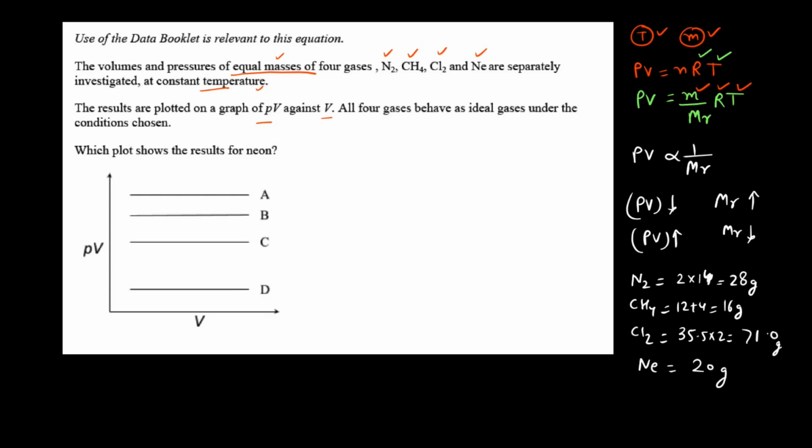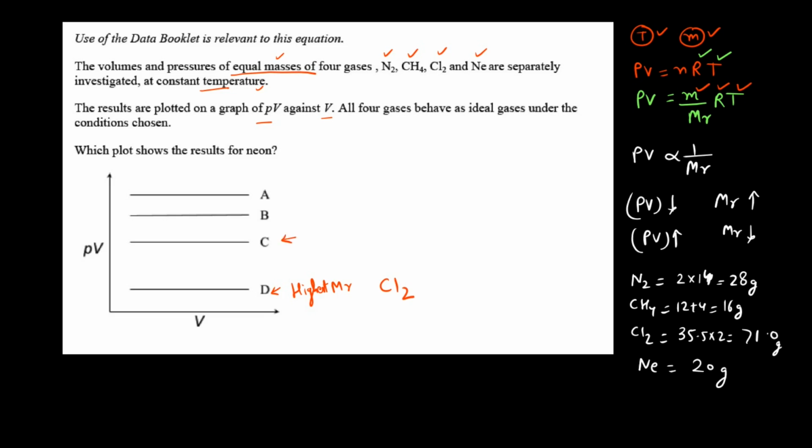Okay, so the more the molar mass, the less will be PV. So D will have the least MR, right? No, D will have the highest MR because PV will be lowest. So highest MR, D. So which one has the highest MR? Highest MR is chlorine. So this is chlorine.